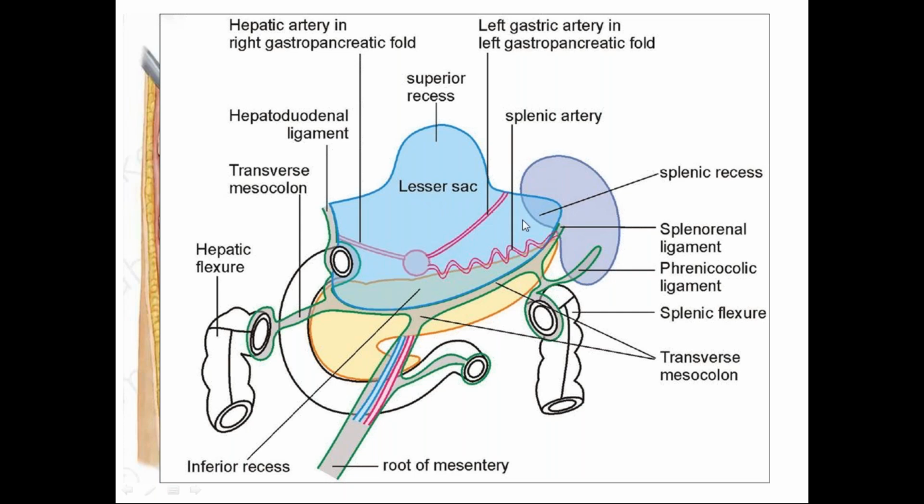Then another space which extends into the spleen is called the splenic recess. Now the space above the fold is called the superior recess. The space below the fold is called the inferior recess. The space which extends over the spleen is called the splenic recess. So these are the subdivisions of the lesser sac. Okay, so clear about the posterior wall boundary and how the lesser sac is divided into three parts.